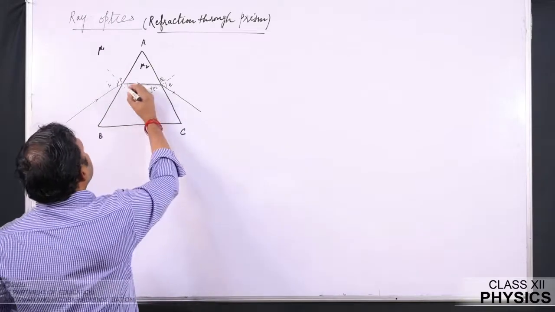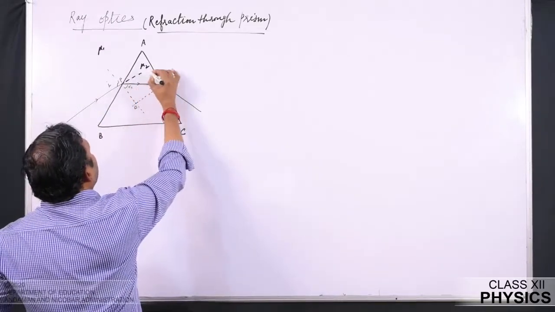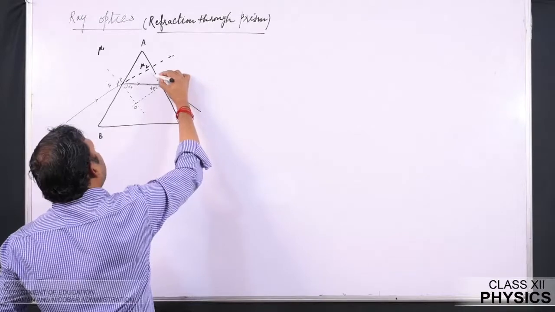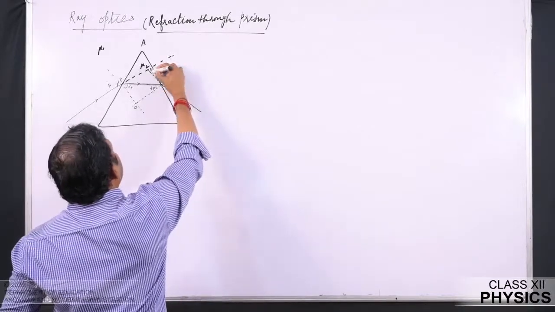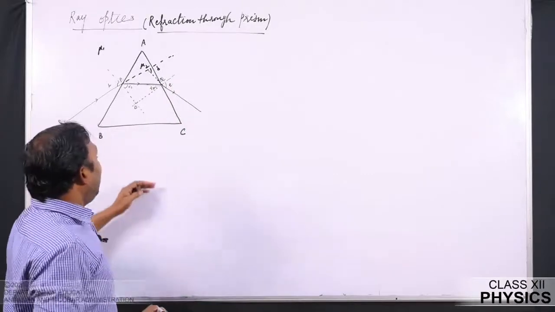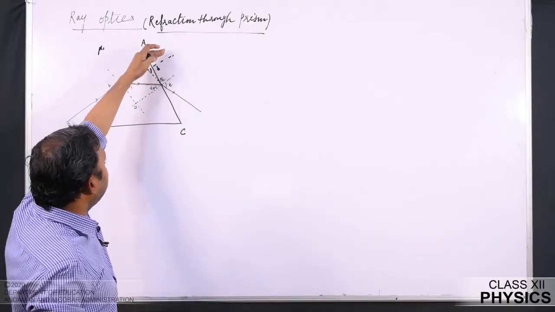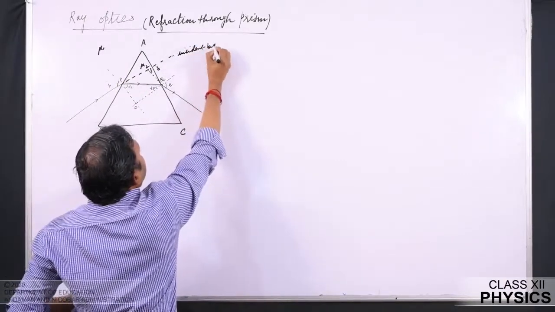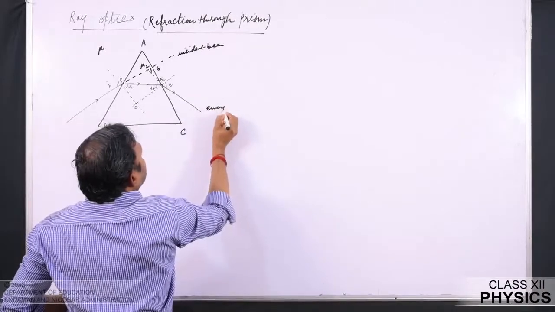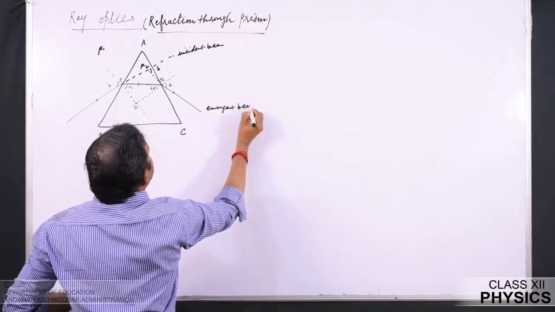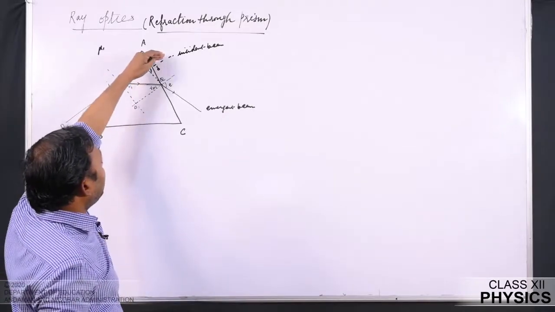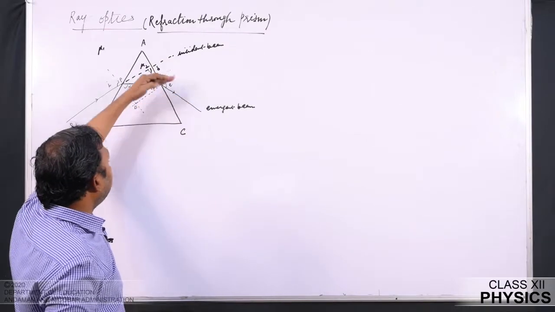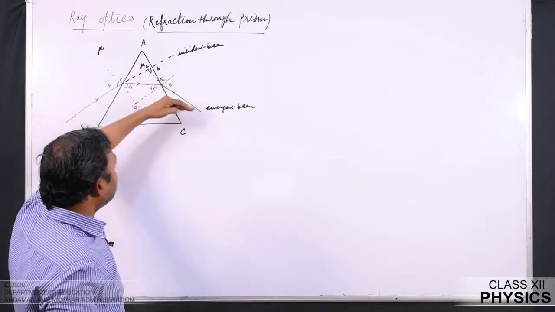Now, when we produce this incident beam and emergent beam, these two beams meet at a point making some angle. This angle is called the deviation angle. That is, the angle of deviation is that angle which is made between the incident beam as well as the emergent beam. So, here delta is the angle between the incident beam and the emergent beam. It represents to what extent the emergent beam is bent compared to the incident beam when it emerges out from the prism.